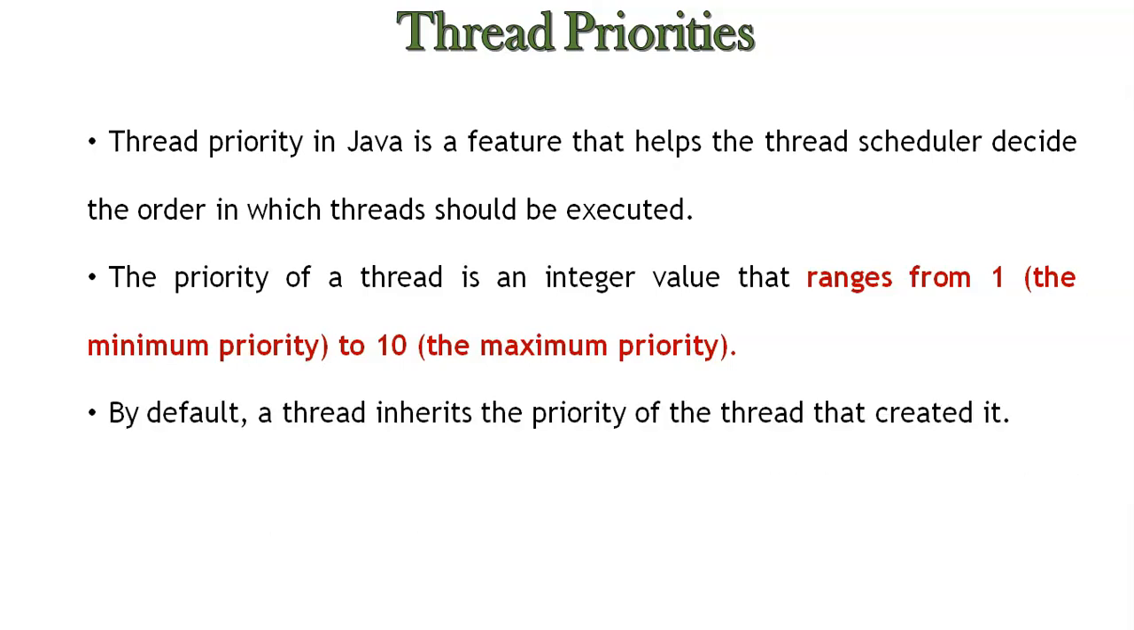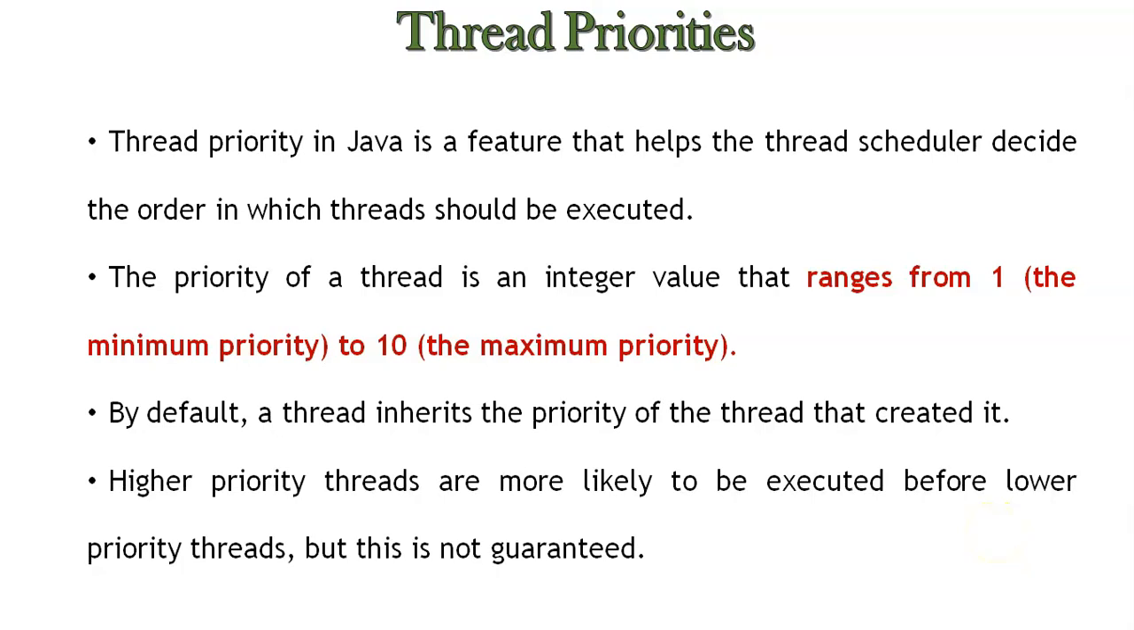By default, a thread inherits the priority of the thread that created it. Higher priority threads are more likely to be executed before the lower priority threads, but this is not guaranteed. The actual behavior can depend on the operating system and the JVM implementation.